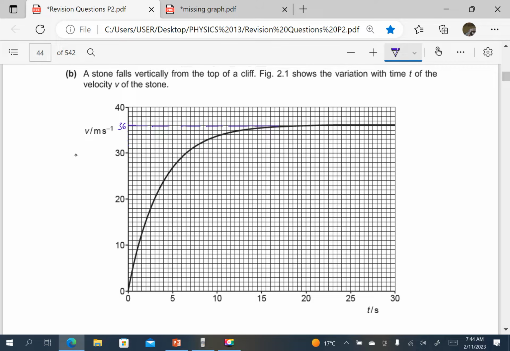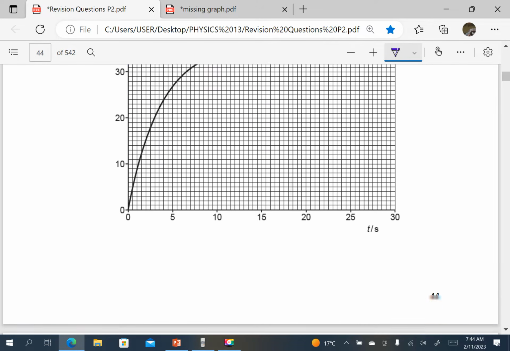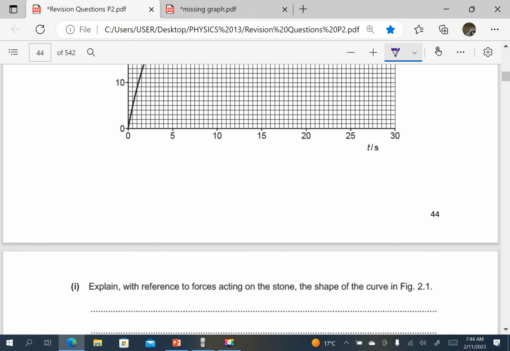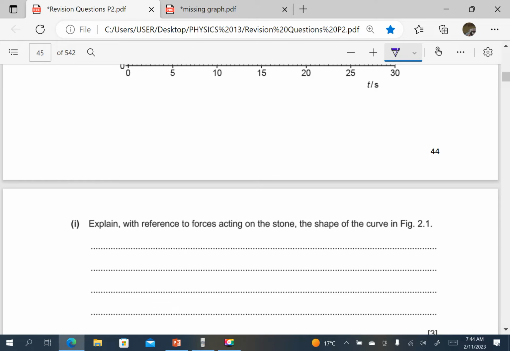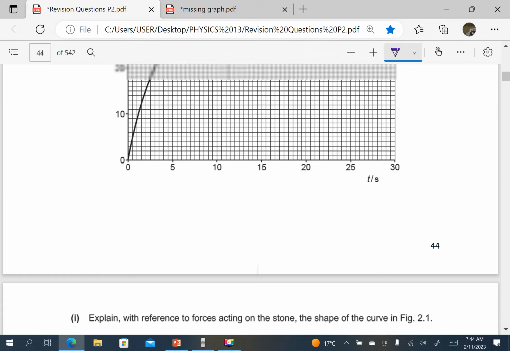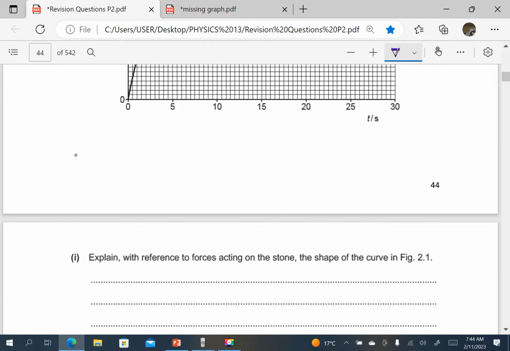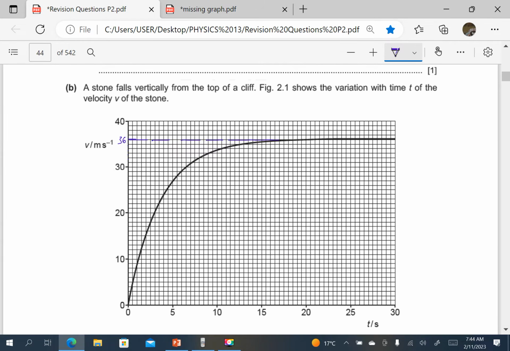Okay, let's see the questions now. Explain with reference to the forces acting on the stone, the shape of the curve of the figure. So let's look at the shape of the curve. We are going to explain with reference to the forces. So a stone falls vertically from the top of a cliff.